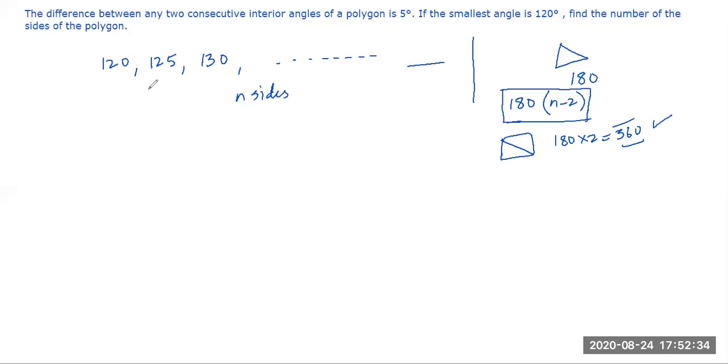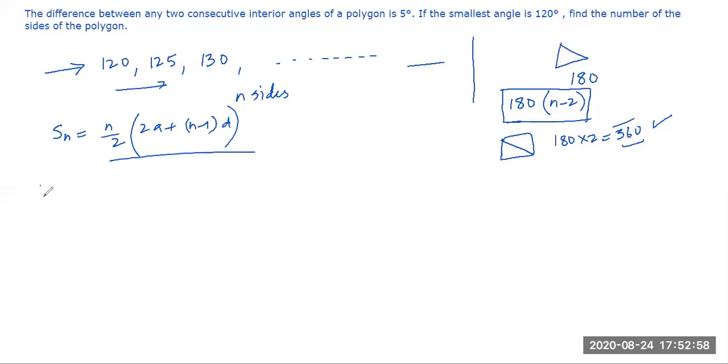The total of all the angles will be this. But we also have, according to AP, the formula for Sn. Sn is n by 2 into 2a plus n minus 1 into d. So this is equal to this. This is the total of all the angles, and this is also the total of all the angles.